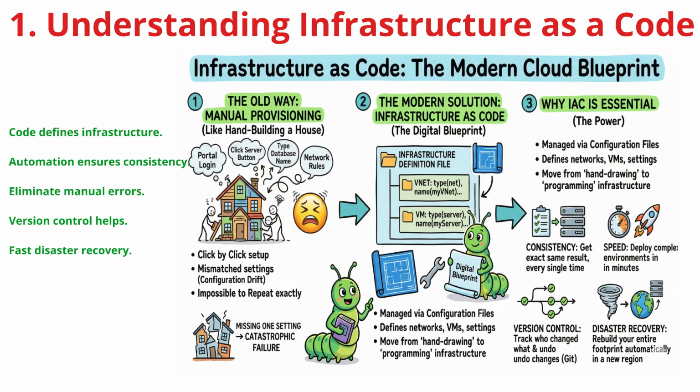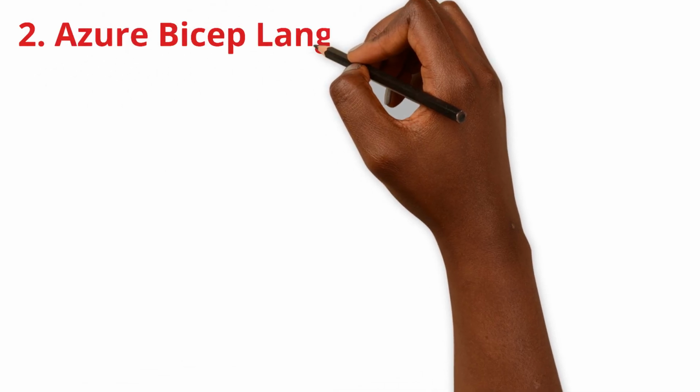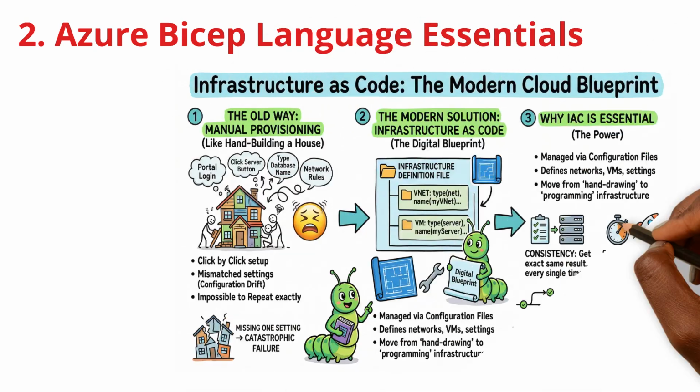But there is a modern solution: infrastructure as code. Think of it as moving from hand-drawing your servers to programming them with a digital blueprint. Using tools like Azure Bicep, you define your entire network and virtual machines in a single configuration file. This single source of truth ensures absolute consistency, lightning-fast deployments, and the ability to undo mistakes through version control. With IAC, your infrastructure isn't just a collection of settings, it's a powerful, automated asset that can be rebuilt anywhere in minutes.